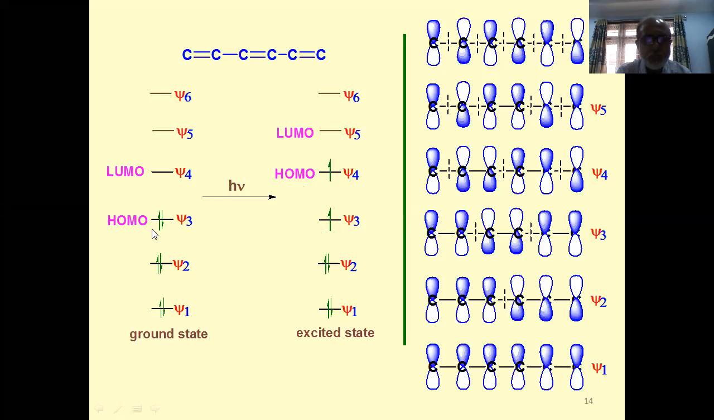Now here again, Psi3, you see, Psi3 was this one. The terminal lobes are symmetric, but in Psi4, the terminal lobes are antisymmetric. So these things you have to remember.